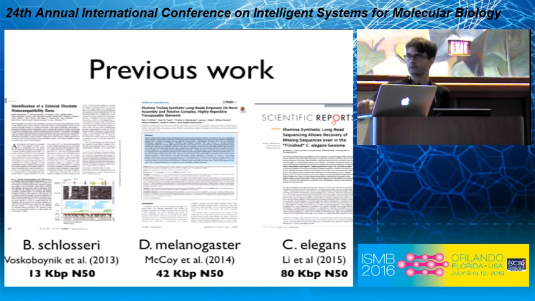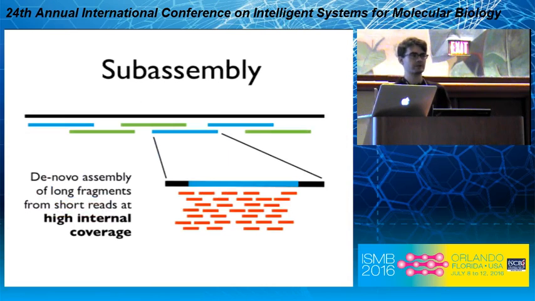Now, again, most efforts that have been done so far follow this strategy that I described that is called subassembly. The idea of subassembly is to assemble long fragments from short fragments and then assemble the genome from long fragments. In order to do this, we need what we call a high internal coverage. So each long fragment needs to be covered by short reads to a sufficiently high depth in order for us to perform subassembly. Now this is problematic for a few reasons.